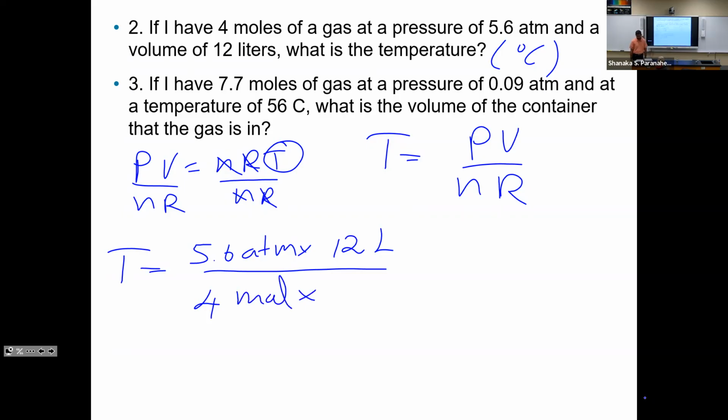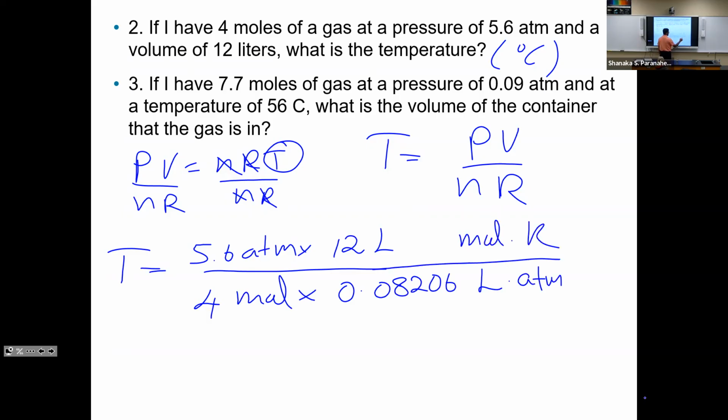What is your R value? So it's going to be the first one, liter atm divided by moles per Kelvin. So it goes to the numerator, liter atm, moles. So the final answer is in Kelvin. What is this value? I got 204.72. 5.6 times 12 divided by 4.